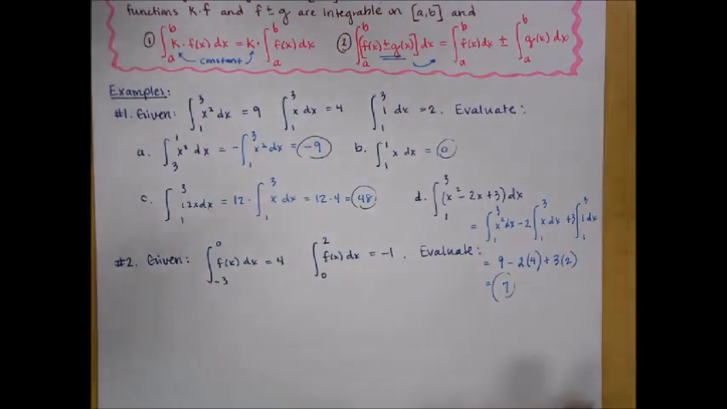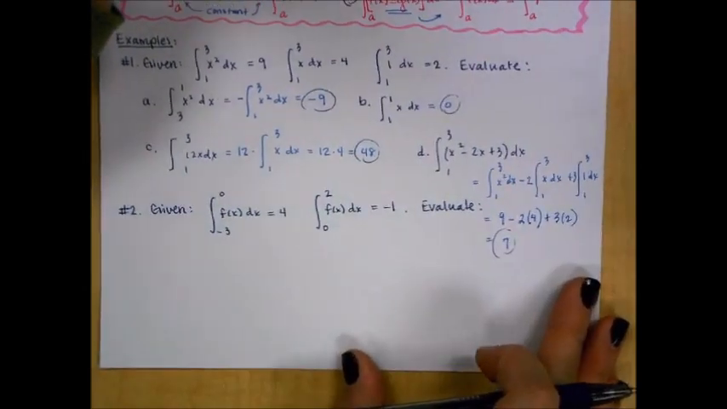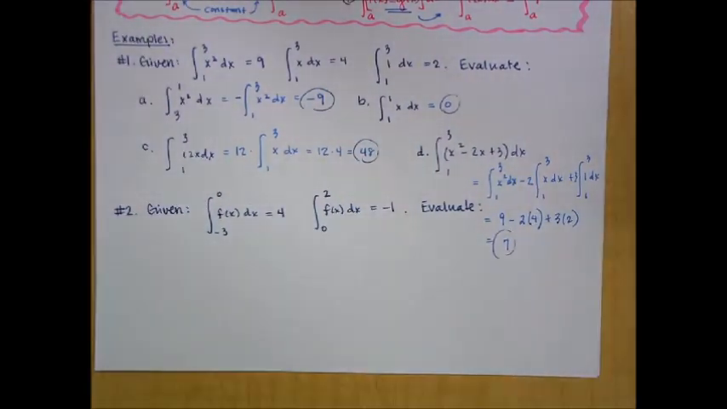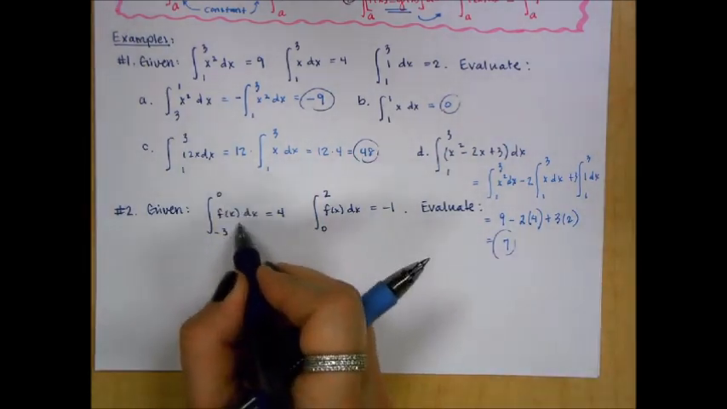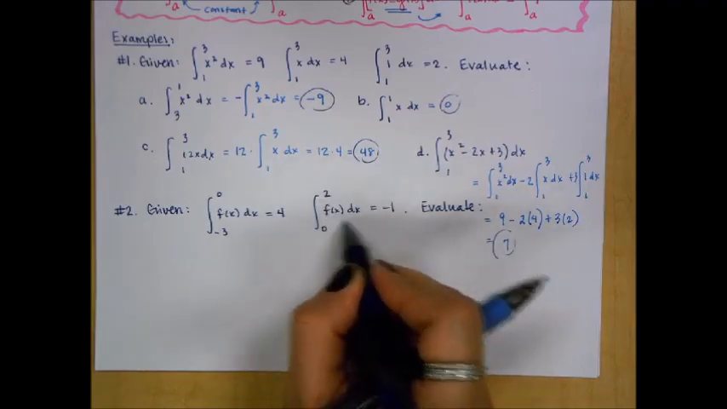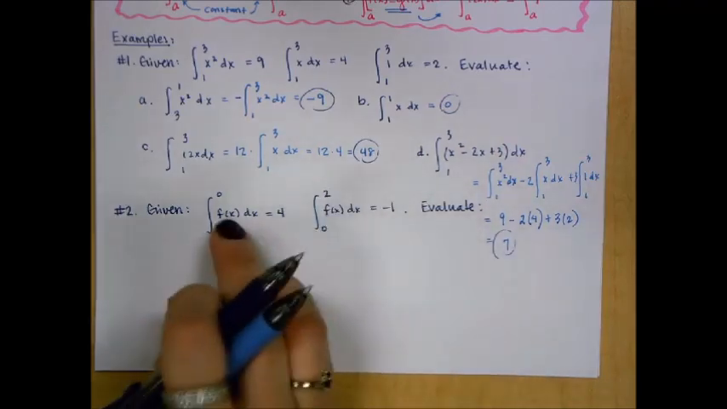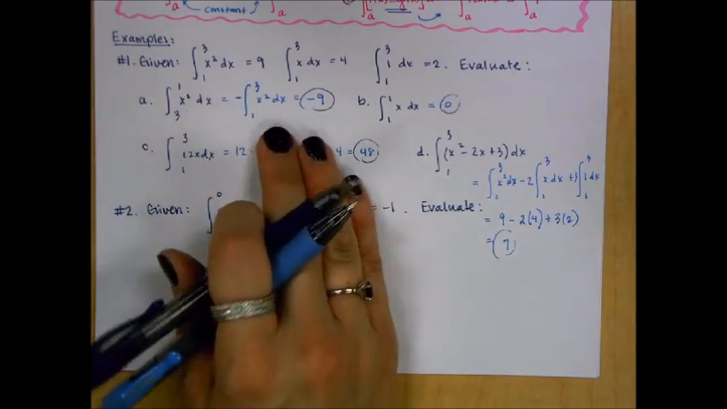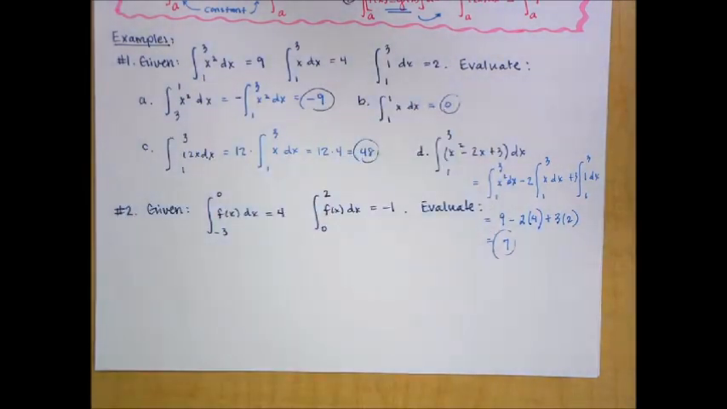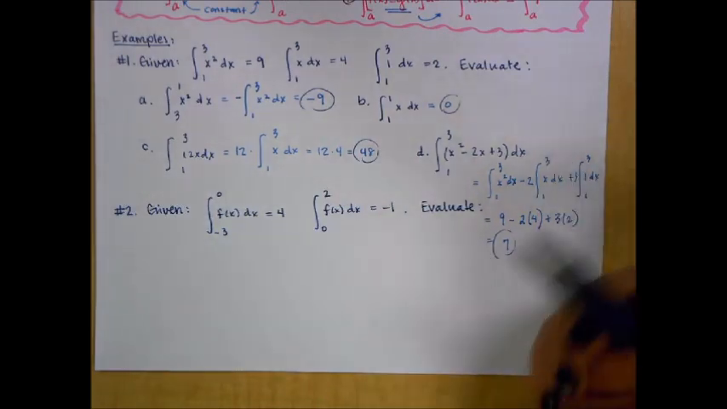All right, so number 2 is a different kind of example with different given values. This has the integral from negative 3 to 0 of f of x and from 0 to 2 of f of x. So it's the same function, but different intervals, whereas last time I had the same interval with different functions. So it's just a matter of using maybe some different properties that I gave you above.